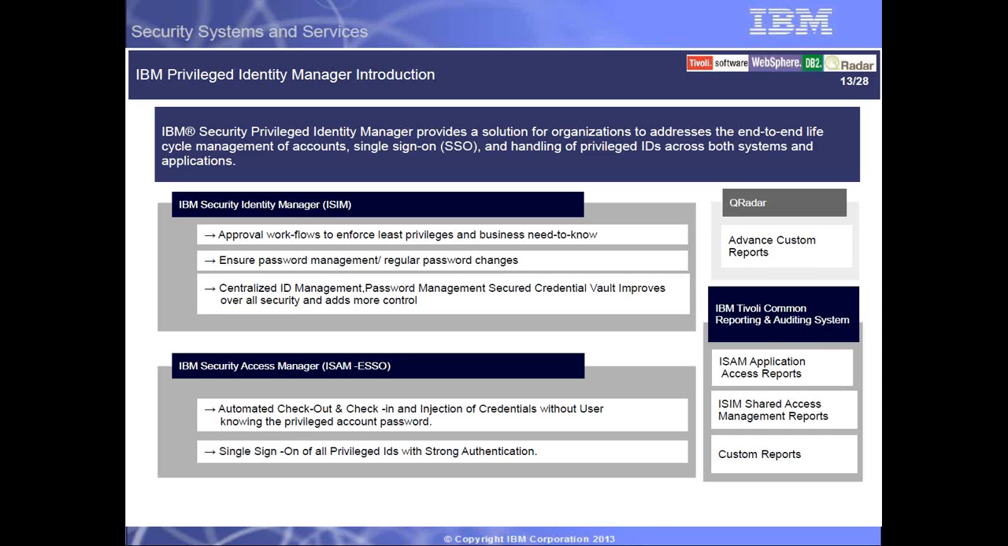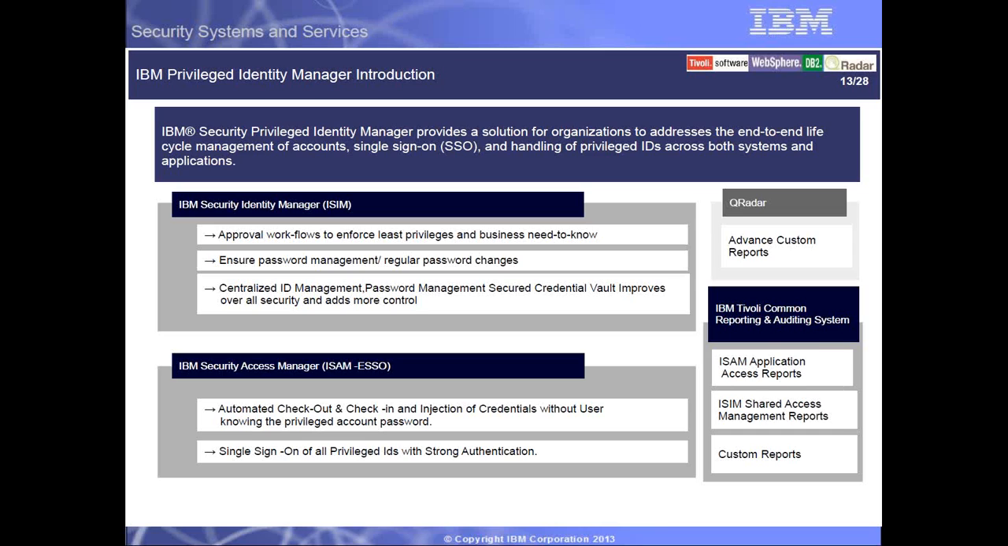Now, there are sub-components, I would call them, in this solution. You have IBM Security Identity Manager, which helps you in setting up the approval workflows to enforce least privilege and business need to know. Ensure password management, regular password changes. Centralized ID management, password management, and a secured credential vault improve overall security and add more control. The secure vault is part of IBM Security Identity Manager.